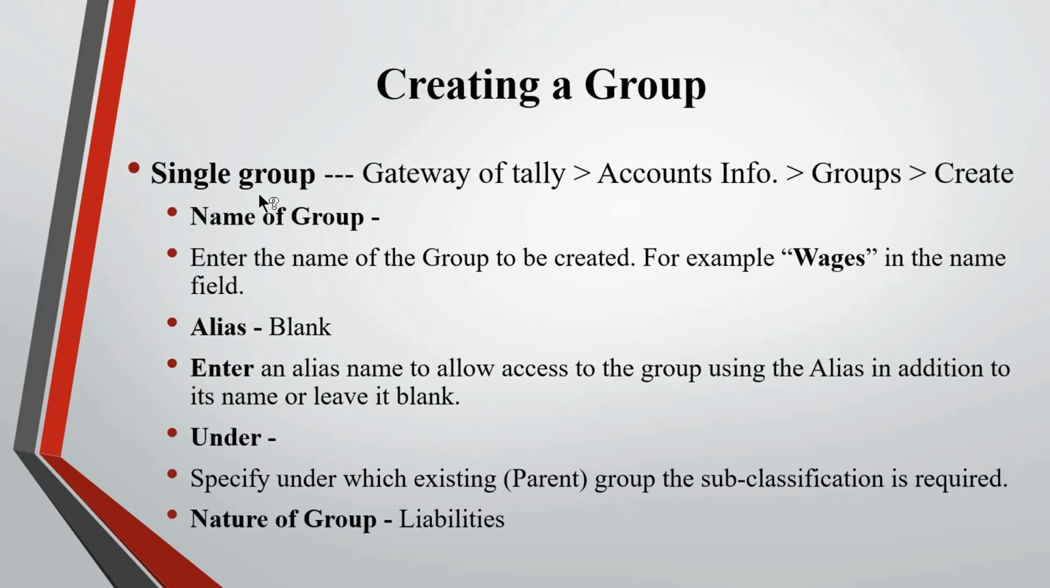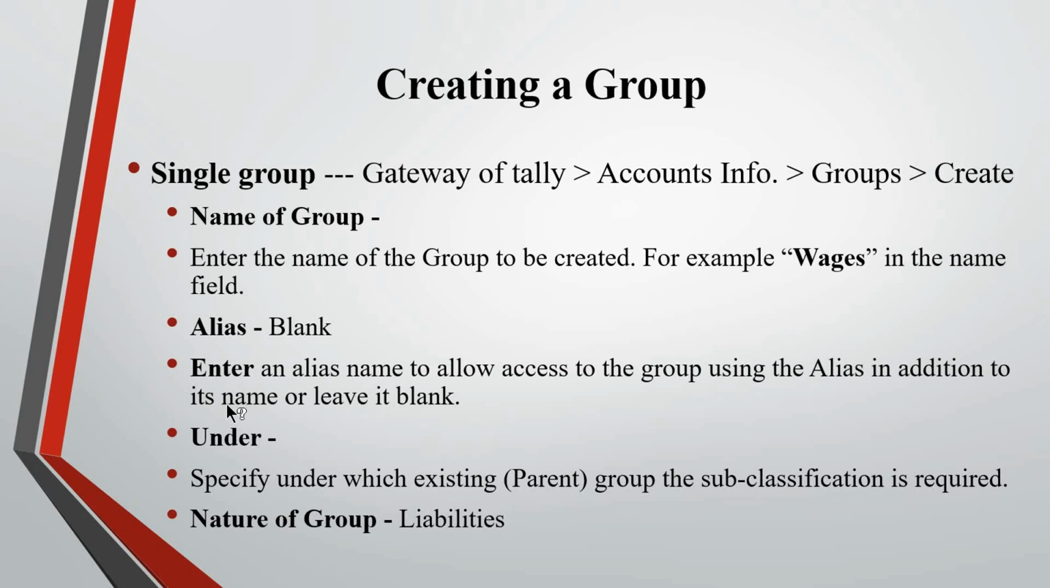Now here comes the procedure for creating a user-defined group using single mode. The procedure starts from Gateway of Tally, Masters, Accounts Info, Groups, then select Create. Once we select Create, below we will have a list of options. The first parameter is the name of the group. Here we have to provide the name of the user-defined group. For example, here it is taken as wages. Then comes the parameter alias. Alias is where we can provide another name. In that case, we can leave this blank. If you have to provide some other name, that can be given here.